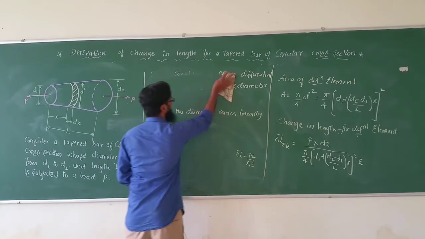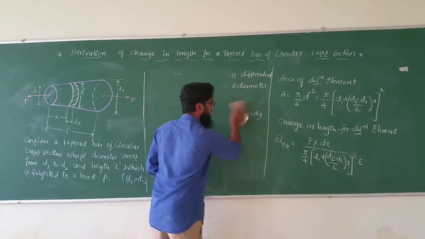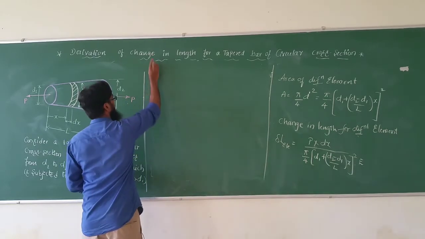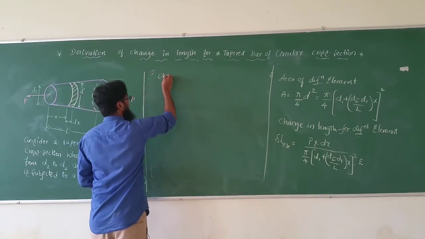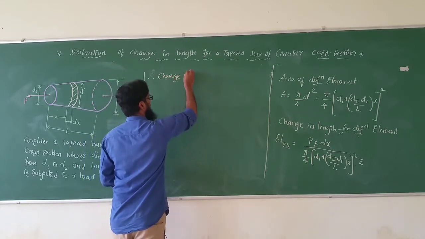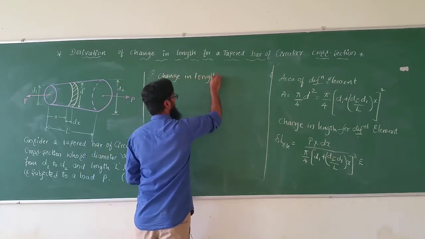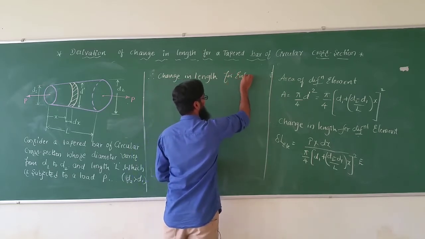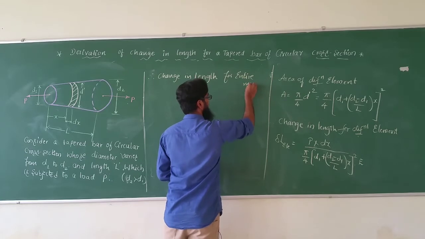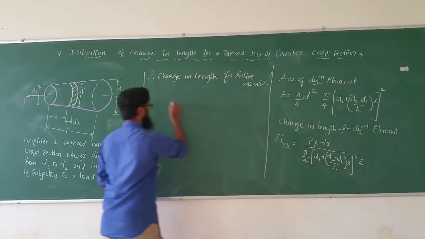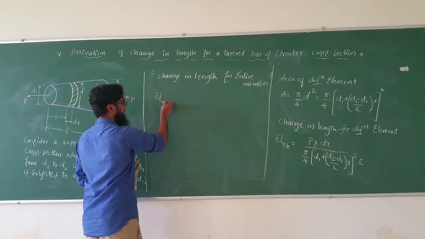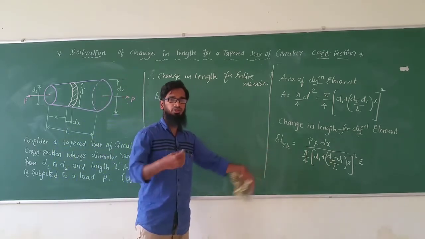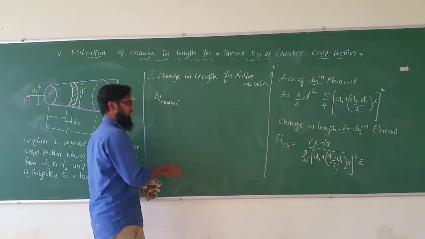I'll consider the same equation and try to integrate. Therefore, the change in length for the entire member is delta L. I can take the entire member because when I integrate the left hand side directly, I get the change in length for the entire section after integrating.